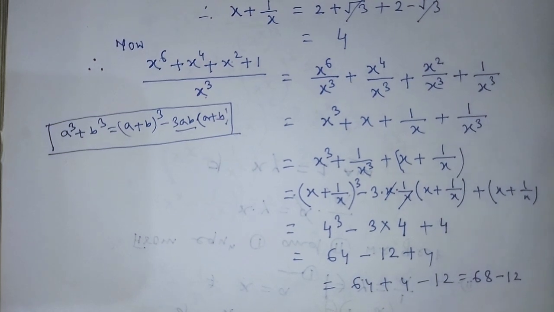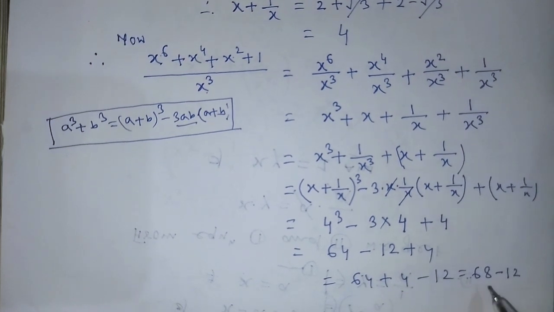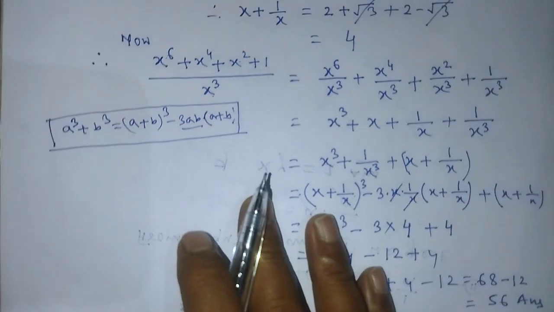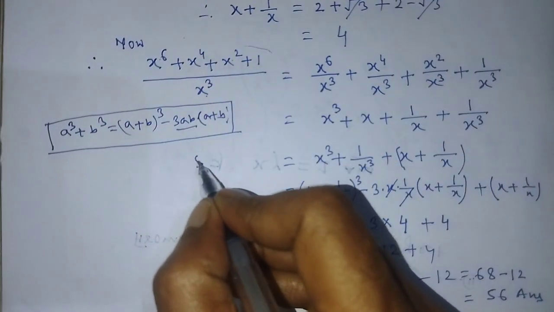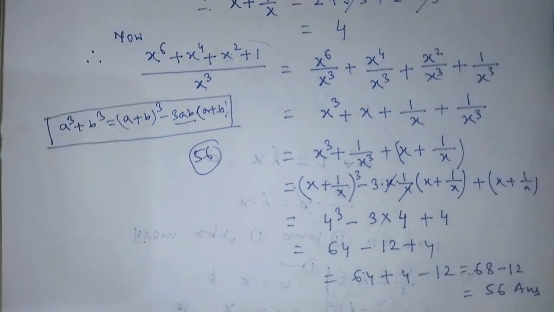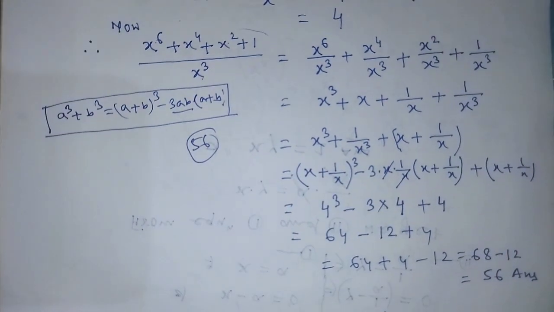So students, if you subtract 12 from 68, then you get 56. This is our final answer. The value of this algebraic expression will be 56. So this is our final answer. So students, our answer is complete.